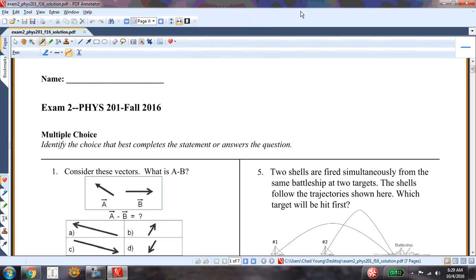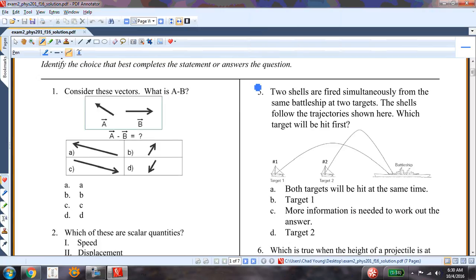Okay, this is exam 2 for fall 2016, Physics 201. Consider these two vectors. What is the vector A minus B? Okay, so first we draw A, and then we draw minus B, which is the opposite of what we have here. And then the resultant will look like this, so that answer is A.